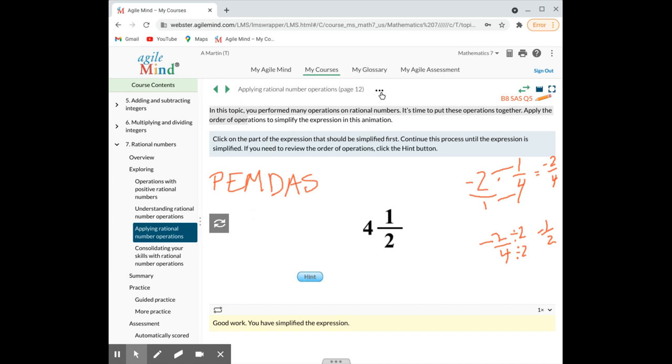All right, here we go. So we got what for our final answer? 4 and 1/2. 4 and 1/2.